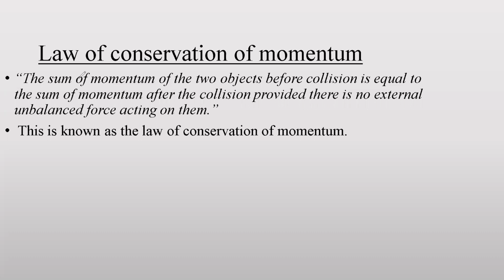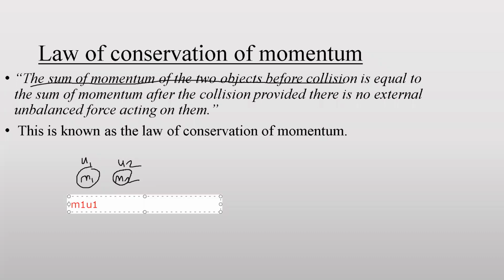The first part of the statement is the sum of momentum of two objects before collision. Suppose there is an accident between two vehicles having masses m1 and m2, which were initially moving with velocities u1 and u2. If an object is in motion, of course it will have some velocity, so let it be u1 and u2. If I want to write the momentum of the first body, I can write it as m1 u1, correct? We know that momentum is the product of mass and velocity. Similarly for the second body, I can write m2 u2, right? So this is the total momentum, or the sum of momentum, before collision.